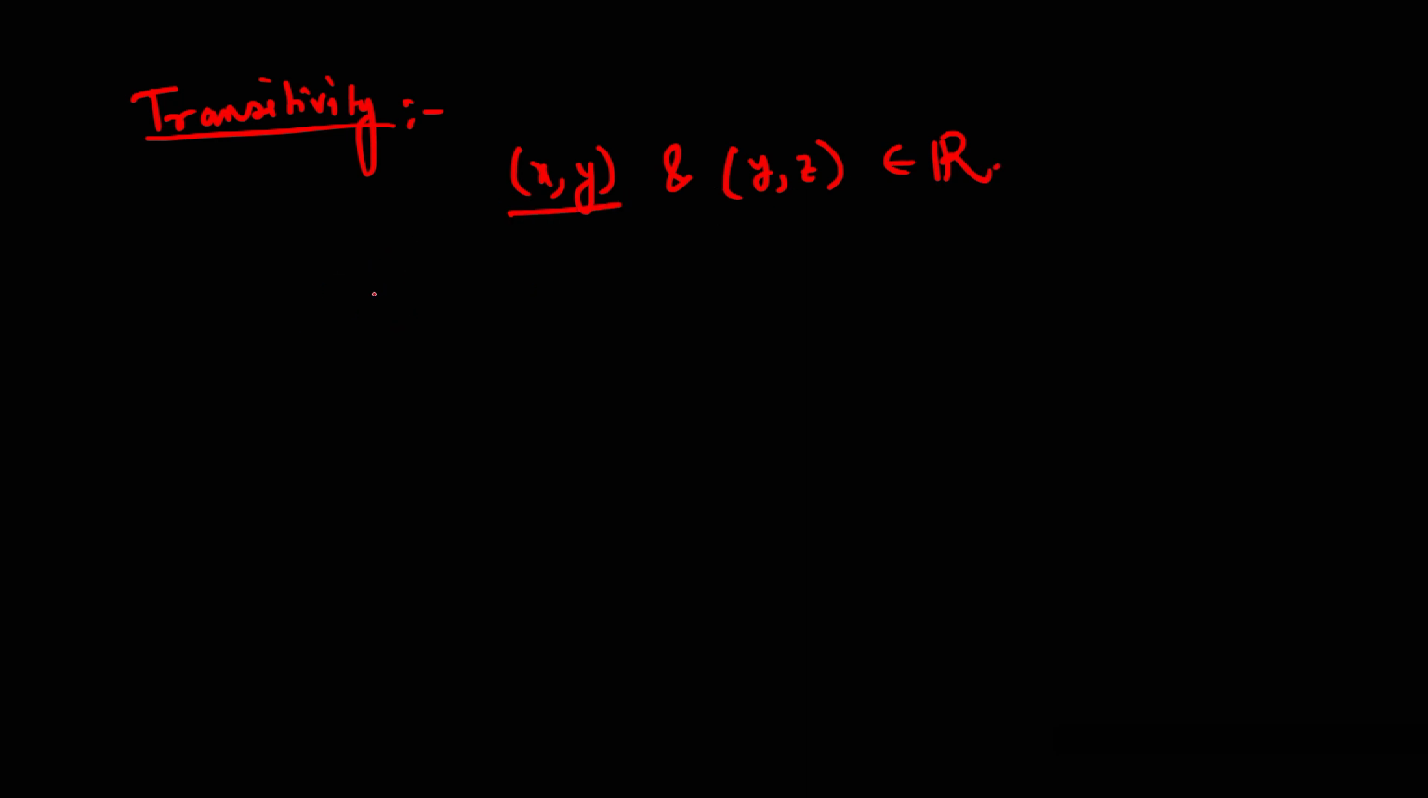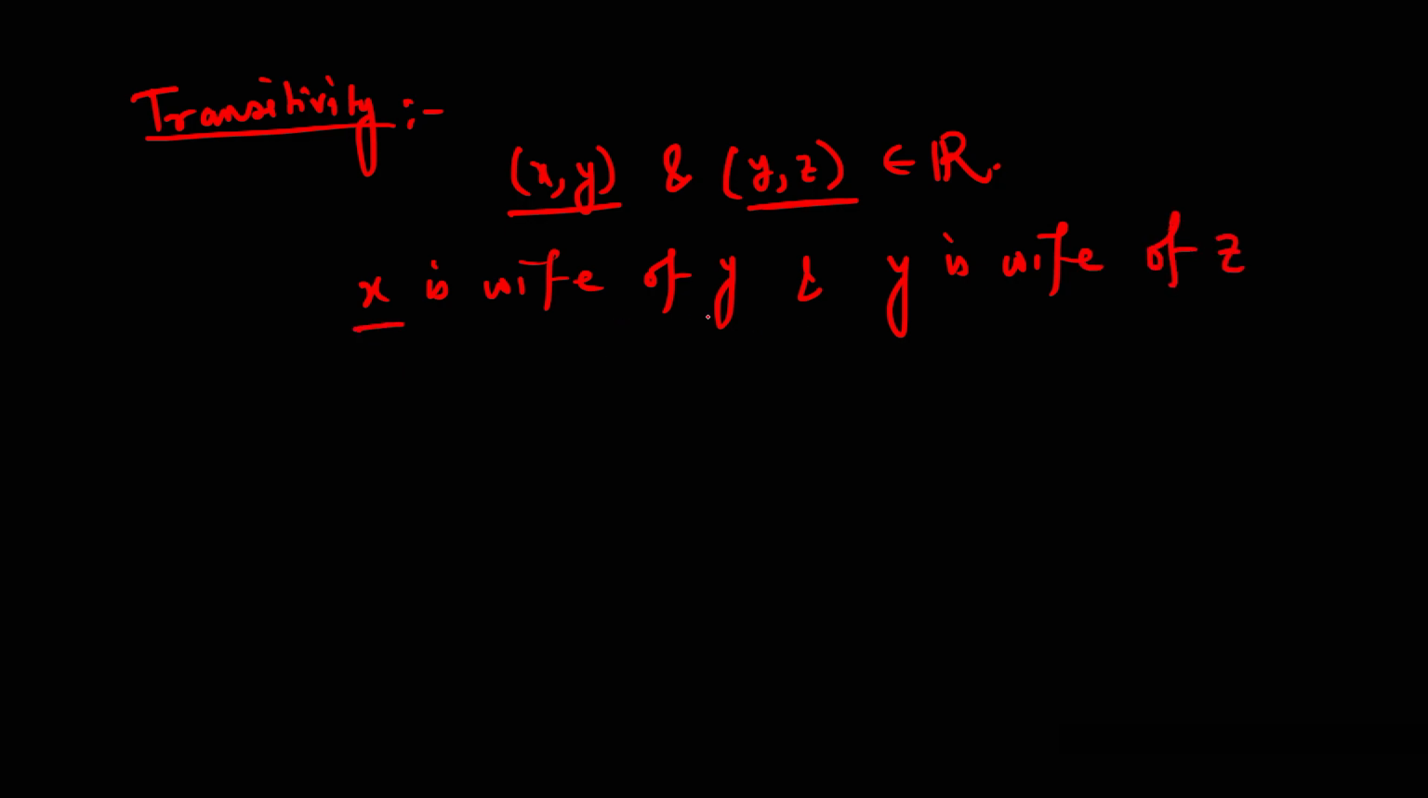(x, y) belongs to R means x is wife of y, and (y, z) belongs to R means y is wife of z. So if x is wife of y, that means y is husband of x, and that y, the same y who is husband of x, can he be the wife of z? This is an absurd statement.